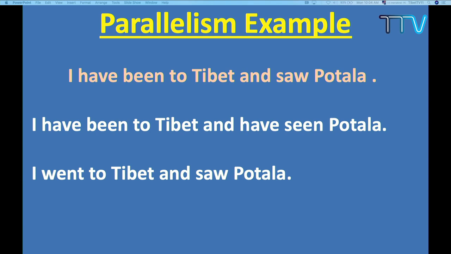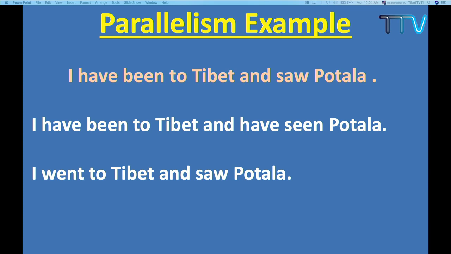The grammar rule says that all the forms should be the same. If you have written I have been to Tibet, then the same form should follow. For example, I have been to Tibet and have seen Potala. Now this form is the same: have been, have seen. Or if you don't want to write the perfect, you can use the simple past: I went to Tibet and saw Potala. This way we can correct it.